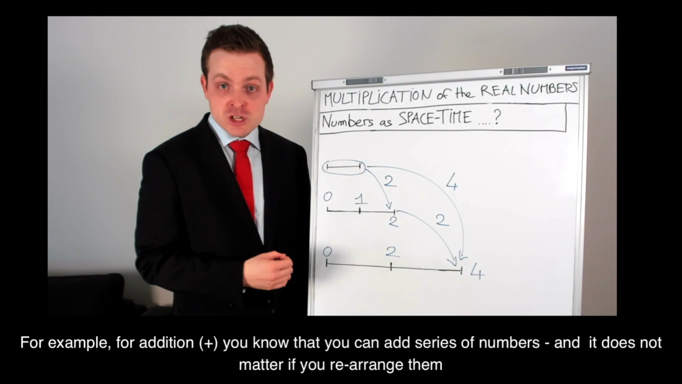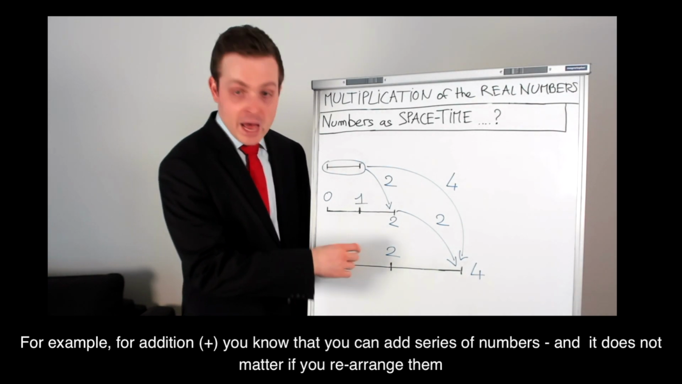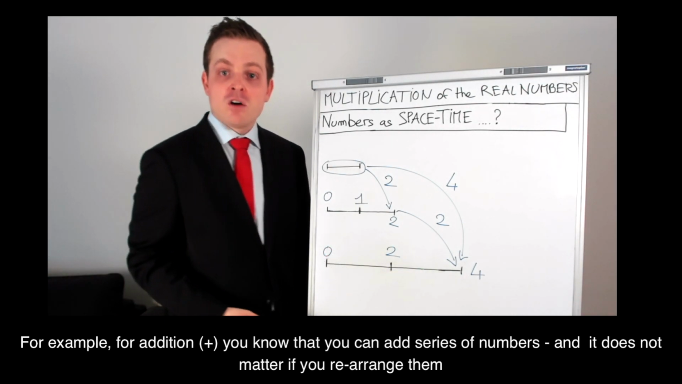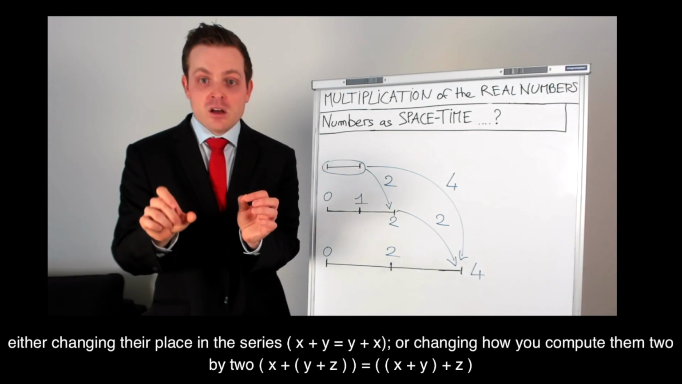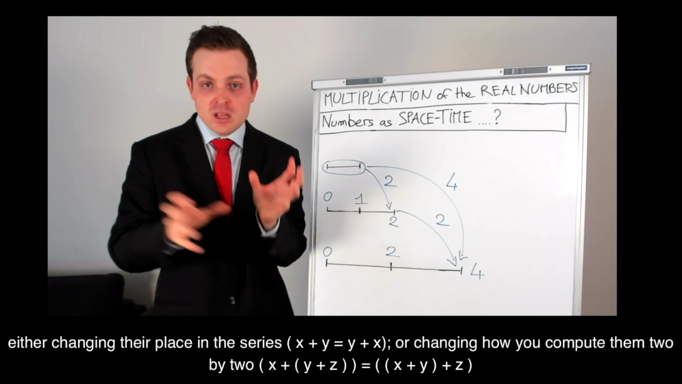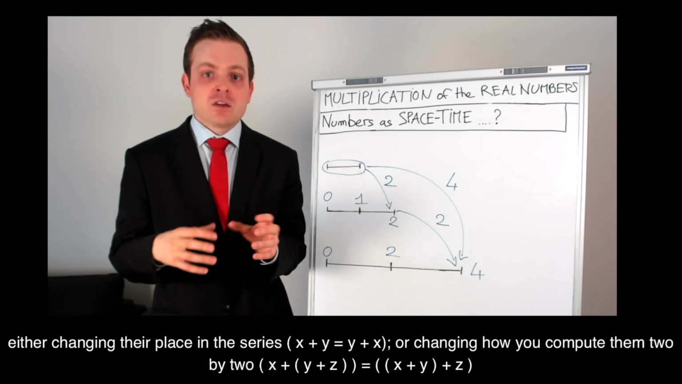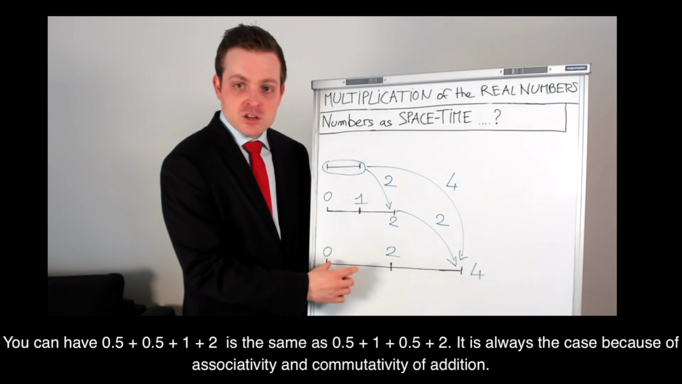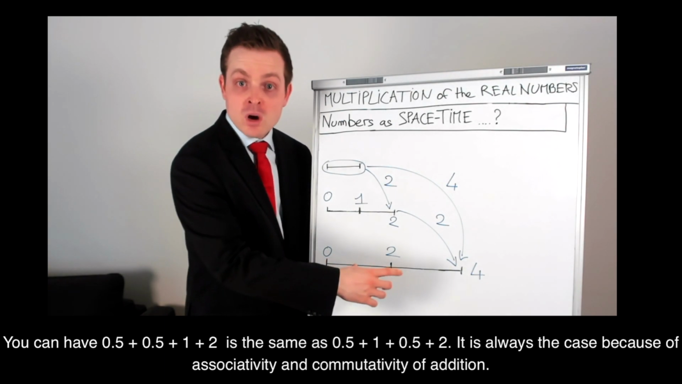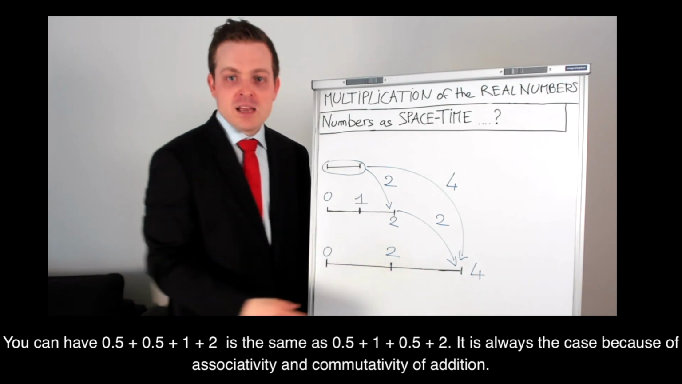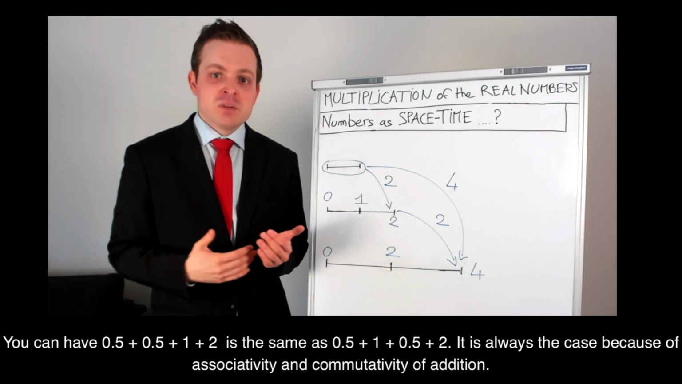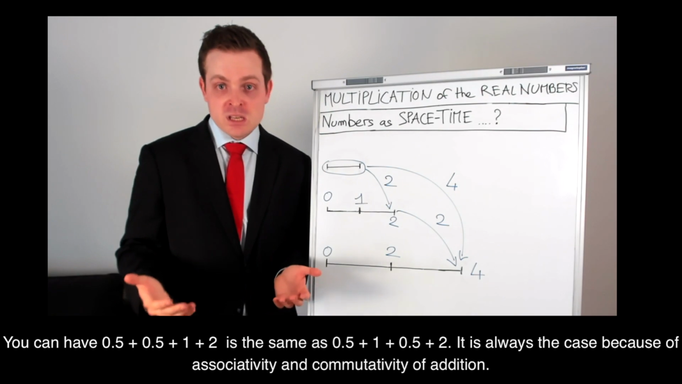For example, for addition, you know that you can add a series of numbers, and it doesn't matter if you rearrange them, either changing their place in the series or even changing how you compute them, like 2 by 2. And so you can have 1/2 plus 1/2 plus 1 plus 2 is the same as 1/2 plus 1 plus 1/2 plus 2. And you know that it is always the case. It is because of associativity and commutativity of addition.